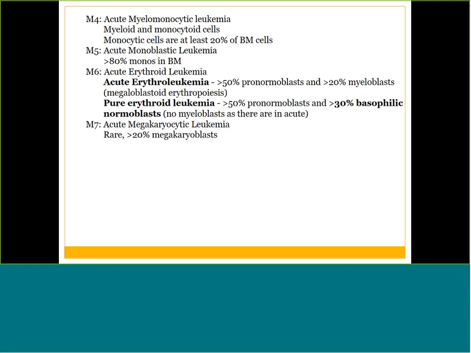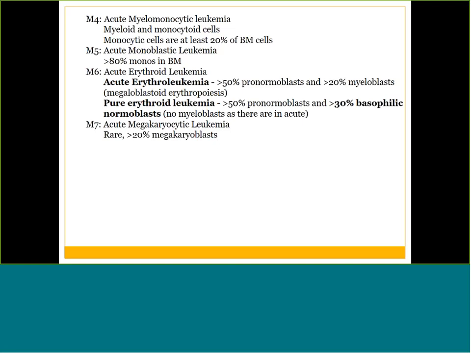M6 is our erythroid. We have two forms. Acute erythroid leukemia contains mostly pronormoblasts and some myeloblasts. Pure erythroid leukemia contains only the immature pronormoblasts and basophilic normoblasts in the red cell line. So no myeloblasts in the pure one. So again, PAS stain will stain positive for this M6. And then M7, acute megakaryocytic leukemia, it's probably the rarest of all of them, and again, it's involving the megakaryocytes, so lots of megakaryocytes in the bone marrow.